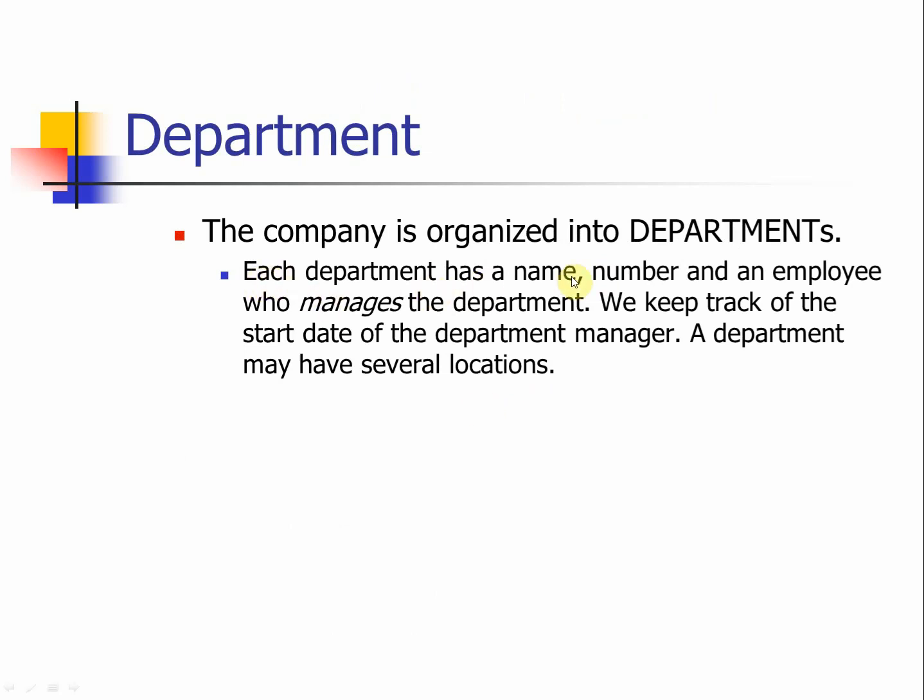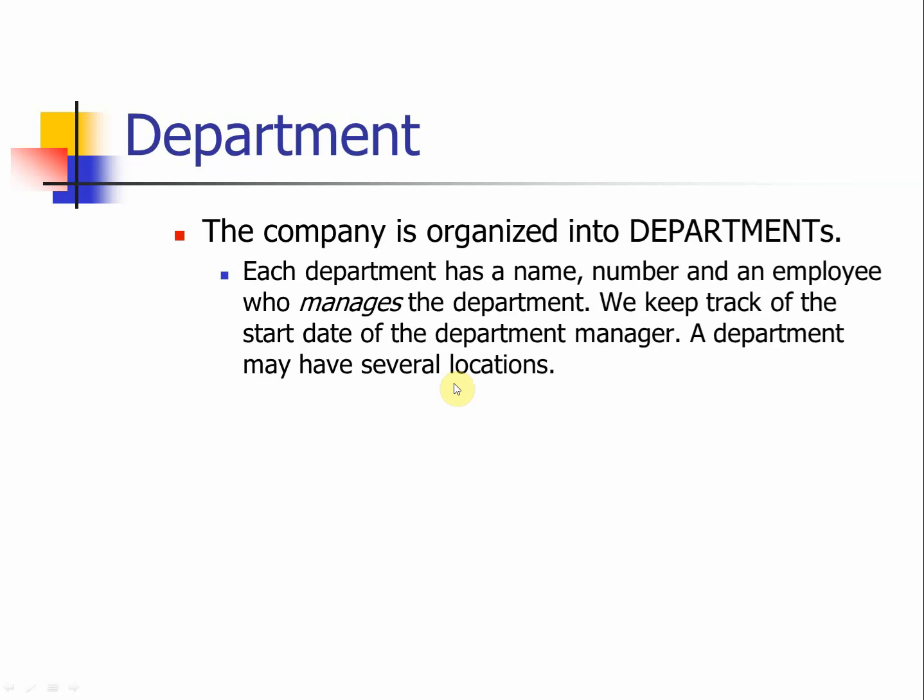Each department has a name. So first of all, because we are talking about departments, we need to draw a rectangle for the department. Then the department has a name, a number, and an employee who manages the department. So obviously it has 3 attributes. Name attribute, oval, number, oval, employee who manages the department. So who is the manager? Another oval over there. We keep track of the start date of the department manager. So not only that, we also need to know when the manager started.